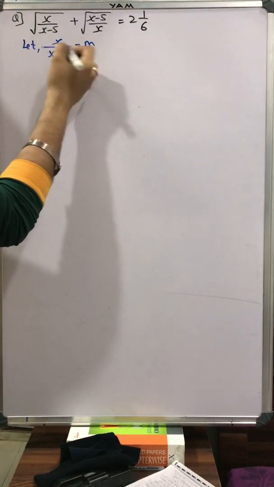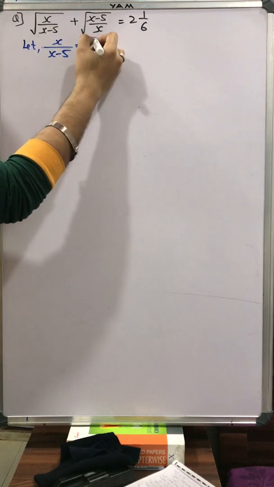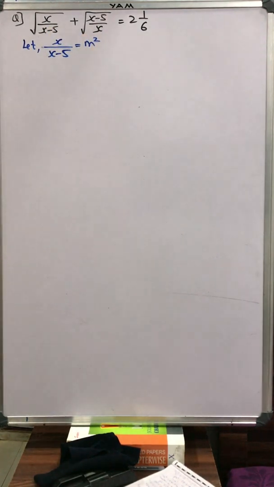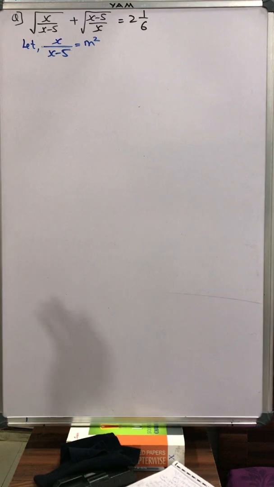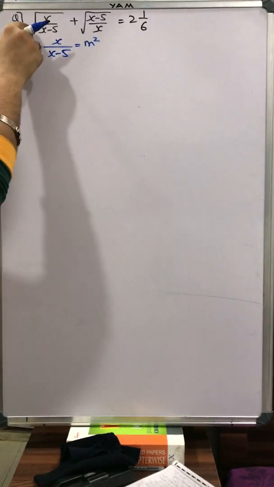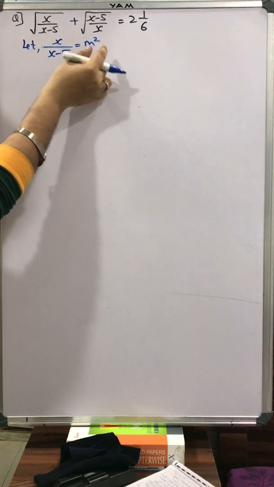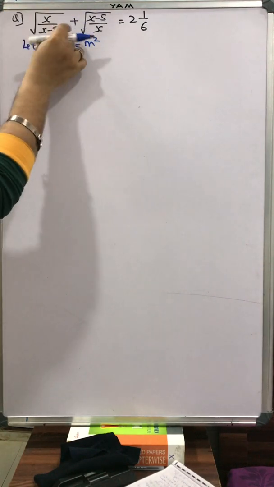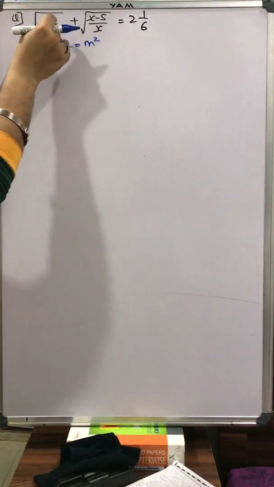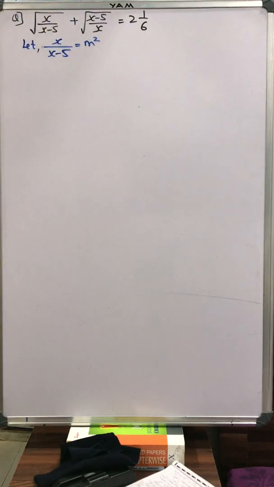तो अगर मैं सपोज करता हूँ कि x upon x minus 5 is m square, that would be much easier because I'll substitute x upon x minus 5 की जगह पे m square, and it would be like root of m square, and root m square will be cancelled, so just m will be remaining. Hope you are understanding, students. See, I'll substitute and show it to you all.